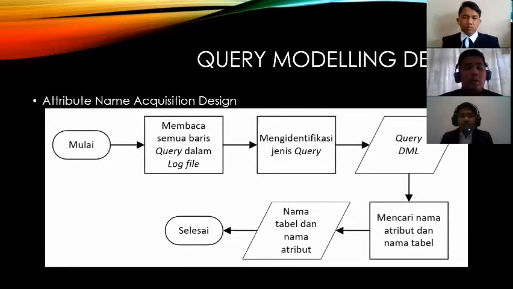this is the query modeling design. Here, we will read all of the lines of query in the log file and identify the DML, and then we will find all of the attributes and the names of tables in the database, and then we will pass it to the next step, which is calculating the attributes.